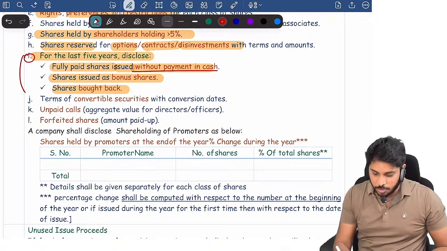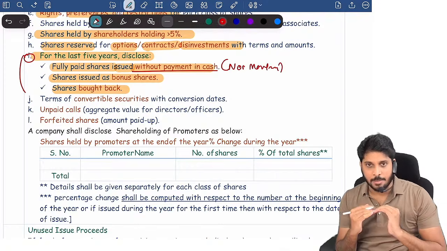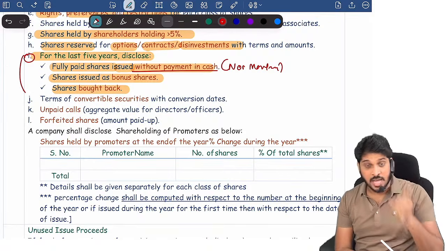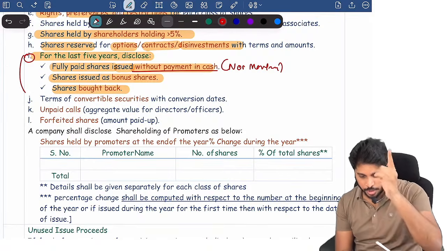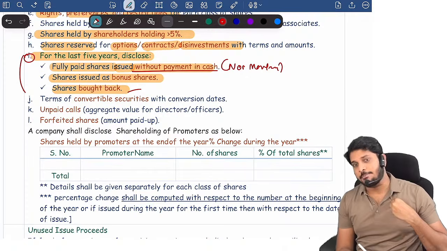Now here, without payment in cash means non-monetary consideration. Are there any shares issued by the company for non-monetary consideration in the past 5 years? Are there any shares issued free of cost, bonus shares? Are there any shares bought back? These three details a company has to give.